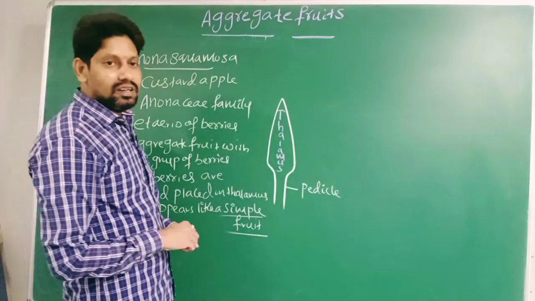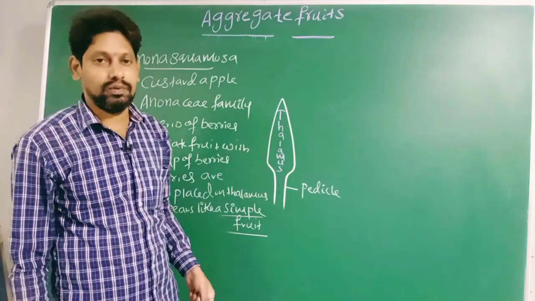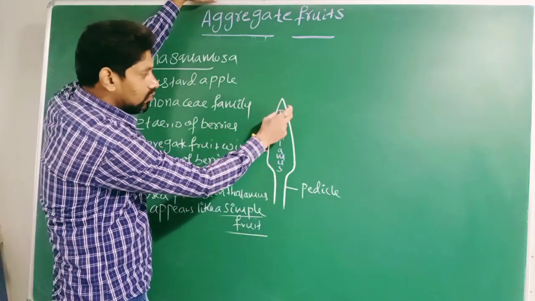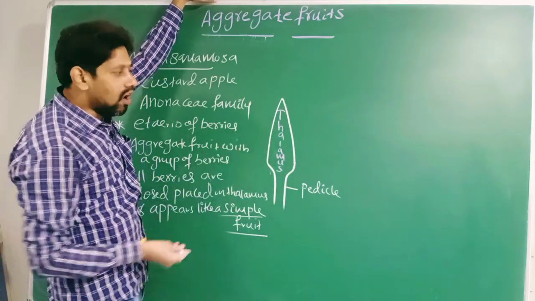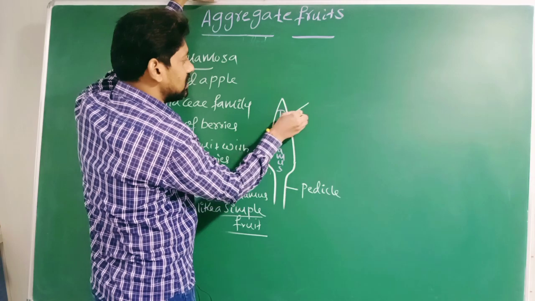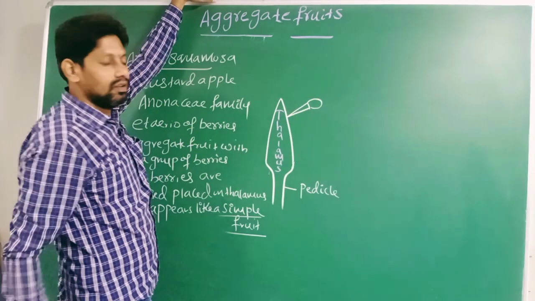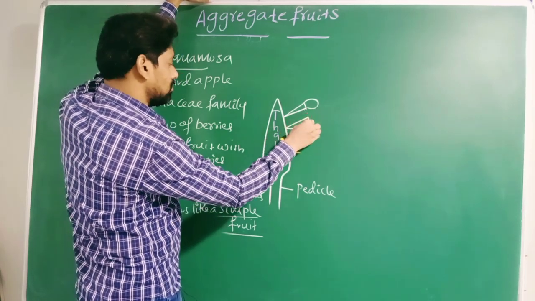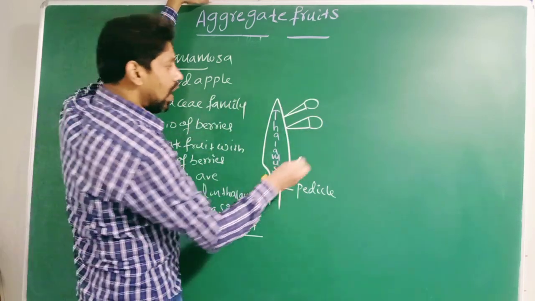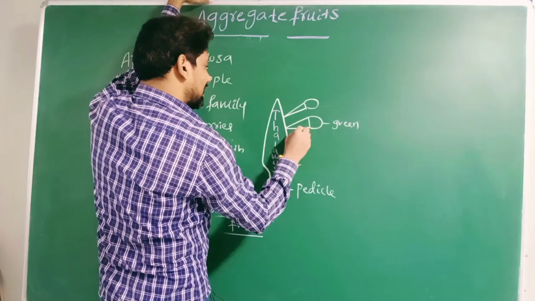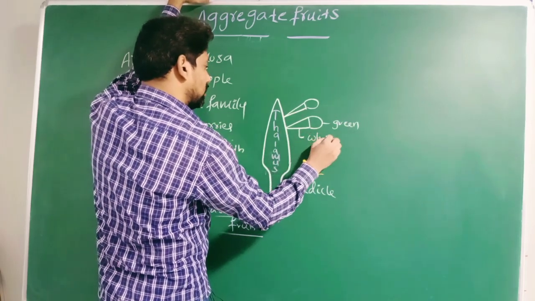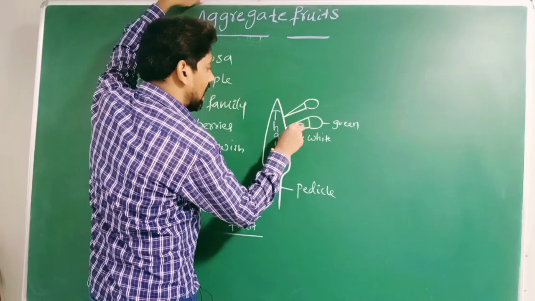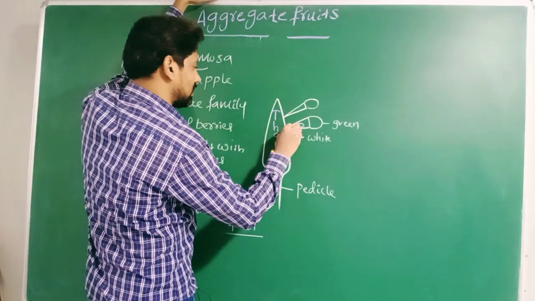Now see here. In Anona squamosa, there is custard apple. Take a custard apple and split it vertically. In the center, you are going to see one white structure. This is the thalamus. On this thalamus, you are going to see many pieces. Outside is green in color, whereas inside is white in color. We are going to eat only this. Inside this, one black color seed is present. Only one seed.